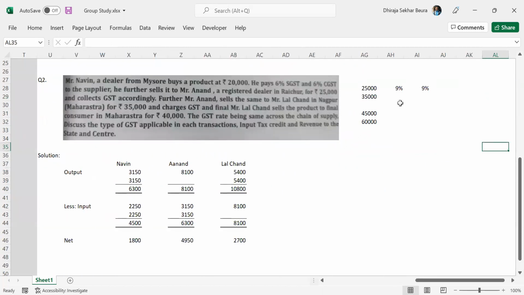I'm sorry, if you would have missed the numbers, here are the numbers. So 25,000 is the price at which Mr. Naveen is buying. 35,000 is the price at which Mr. Naveen is selling to Mr. Anand. 45,000 is the price at which Mr. Anand is selling it to Mr. Lalchand. Then Mr. Lalchand is selling to the final consumer at 60,000. The GST rates are 9% and 9%. Everything else remains the same.